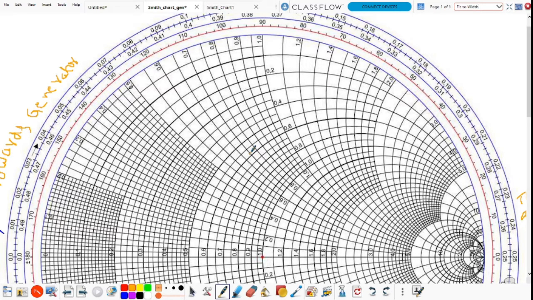So this is the intersection point of the R equal to 0.58 constant circle and the X equal to 0.69 constant circle. So this is the intersection point.